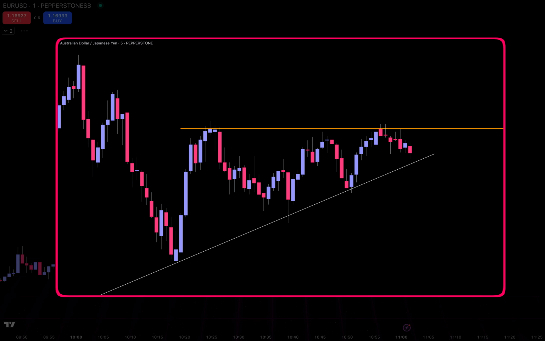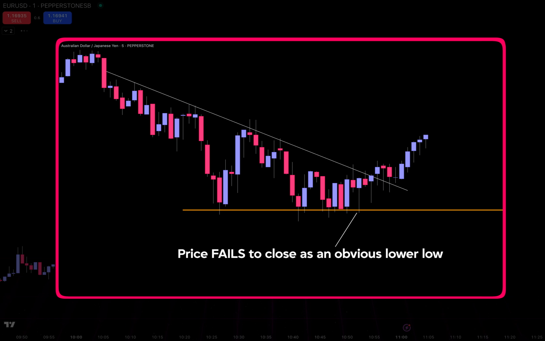And from my own trading experience, I can tell you that the most reliable early indication of weakening momentum in a bullish market occurs when the price fails to form a new higher high, or let's say if you are in a bearish market, it fails to form a new lower low.